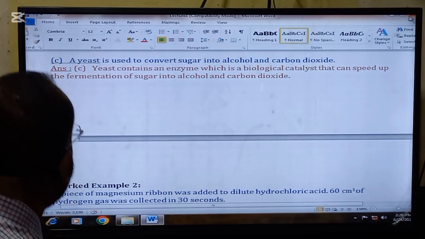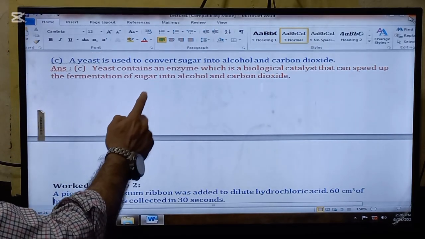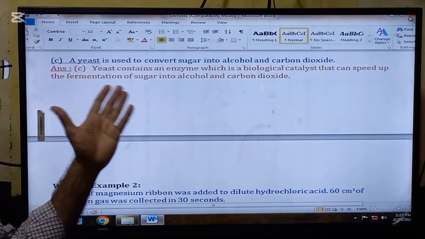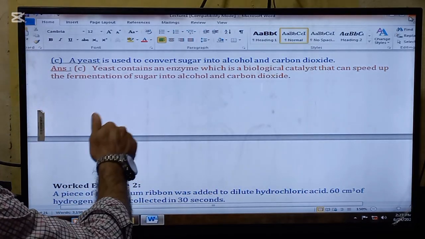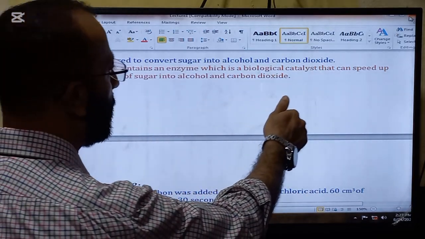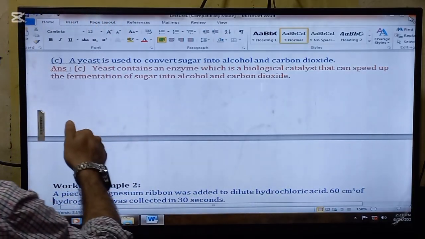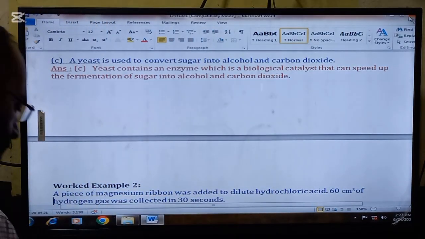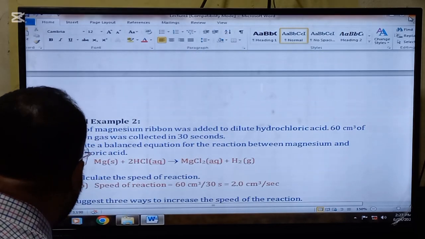The other question is: yeast is used to convert sugar into alcohol and carbon dioxide. So yeast is actually a catalyst. Yeast contains an enzyme, which is a biological catalyst that can speed up the fermentation of sugar into alcohol and carbon dioxide.